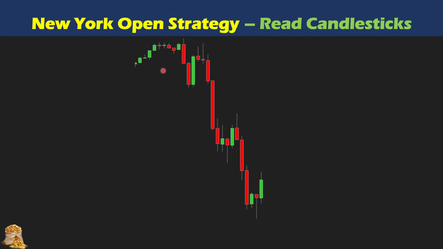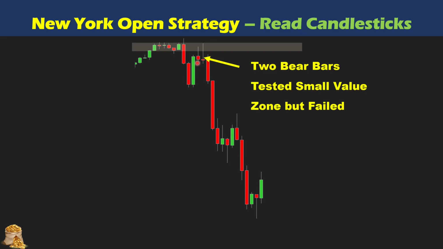Another way to read this chart is that here the market has a small value zone because it lingers there for a while. And then these two doji bars, basically they're trying to get back into the small value zone but failed with a tail at the top. This means the downside pressure as well.